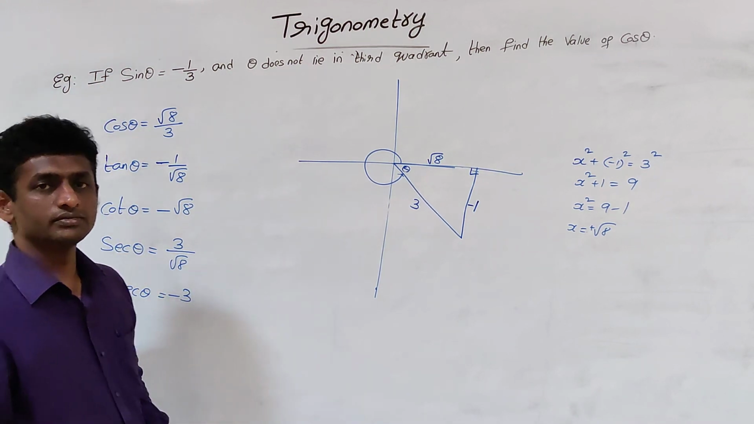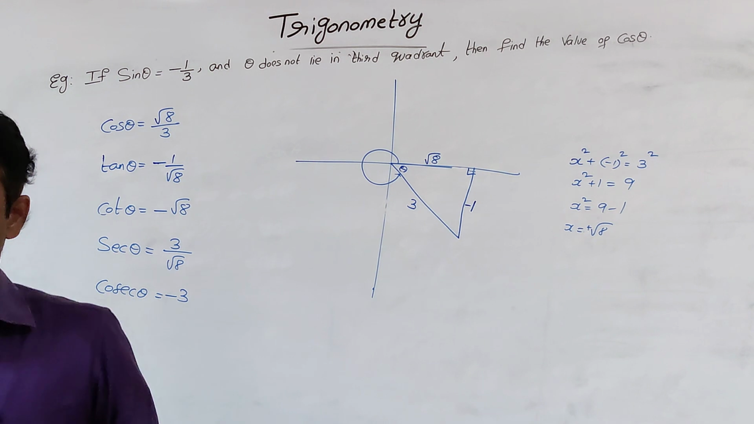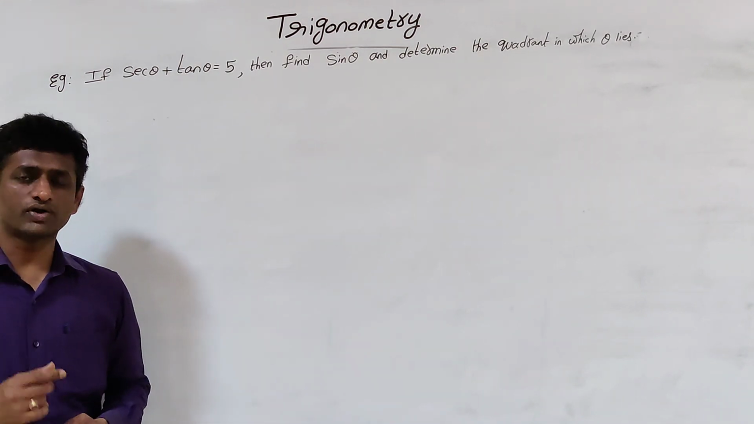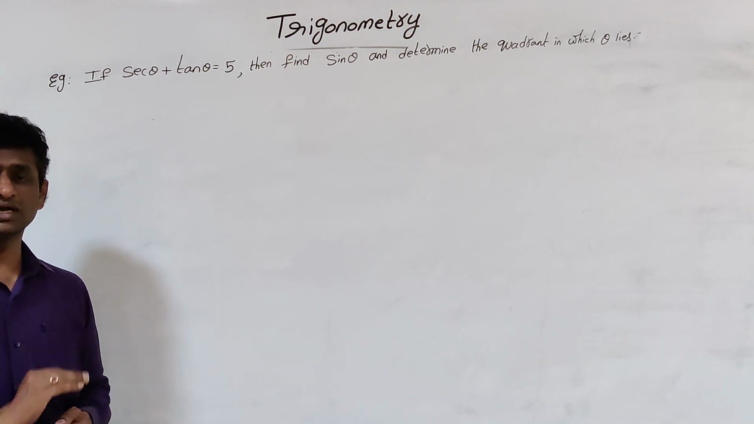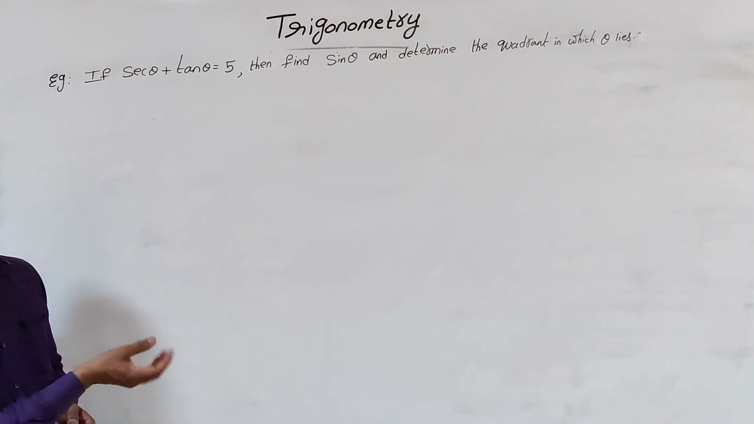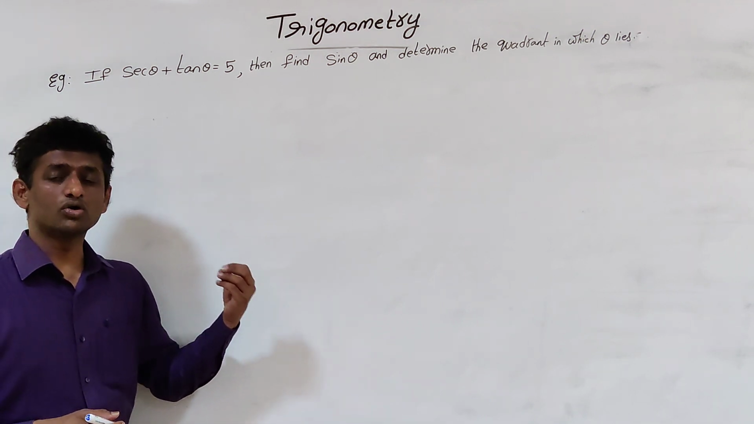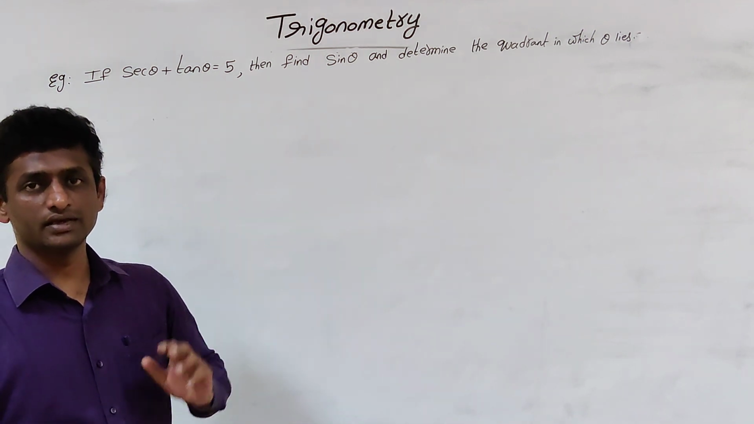So, next problem. If secant theta plus tan theta is equal to 5, then find sine theta. And one more problem, find out in which quadrant theta is lying.